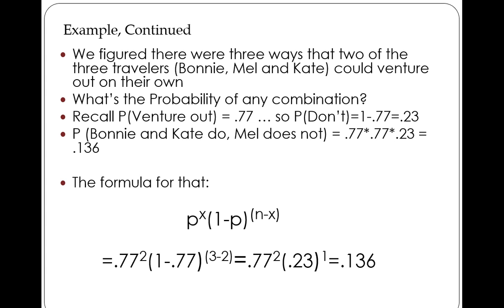And the formula for this, again, is p to the x times 1 minus p to the n minus x. Here p is 0.77, and there were 2 of those, so squared, times the complement, or 1 minus 0.77, and there were 3 minus 2 of those, or 1. So we get 0.77 raised to the 2nd power, times 0.23 raised to the 1 power, because there's only one student not going out. And that gives us 0.136, or about 14%.